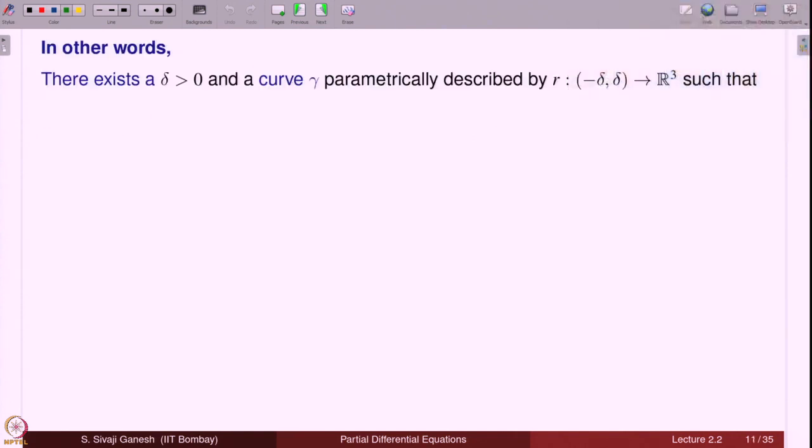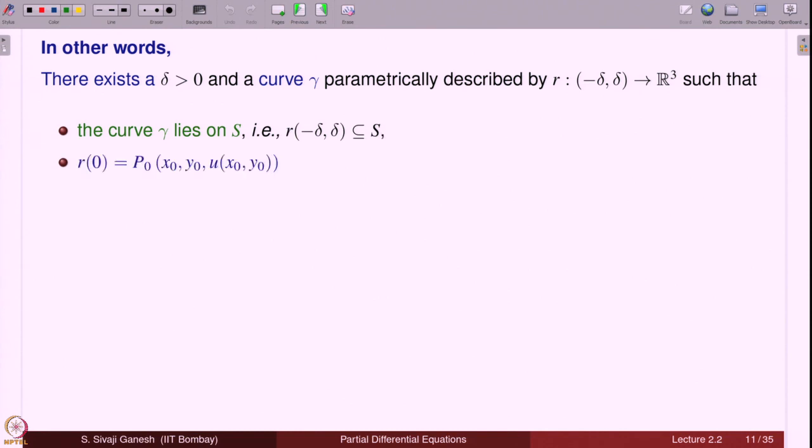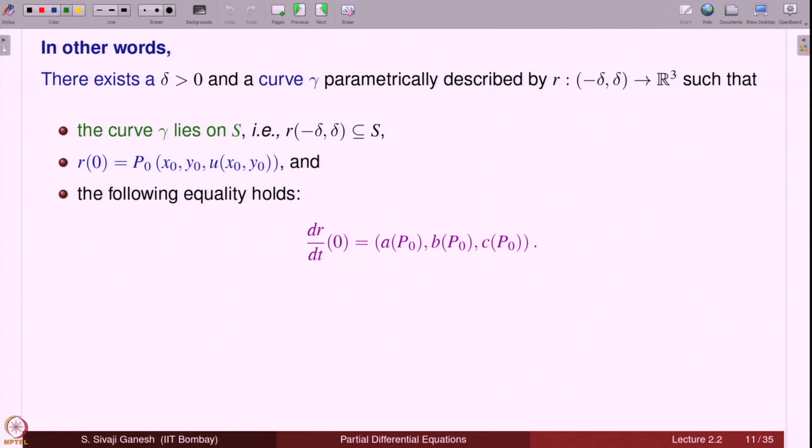Now, what do you mean by that? There is a curve with this property. There is a delta positive and a curve gamma described by a function r from some small interval minus delta, delta, and all you need is that 0 should be in the interval, such that gamma lies on the surface, this curve is on the surface and it passes through the point P0, and the tangential direction coincides with ABC at that point P0.